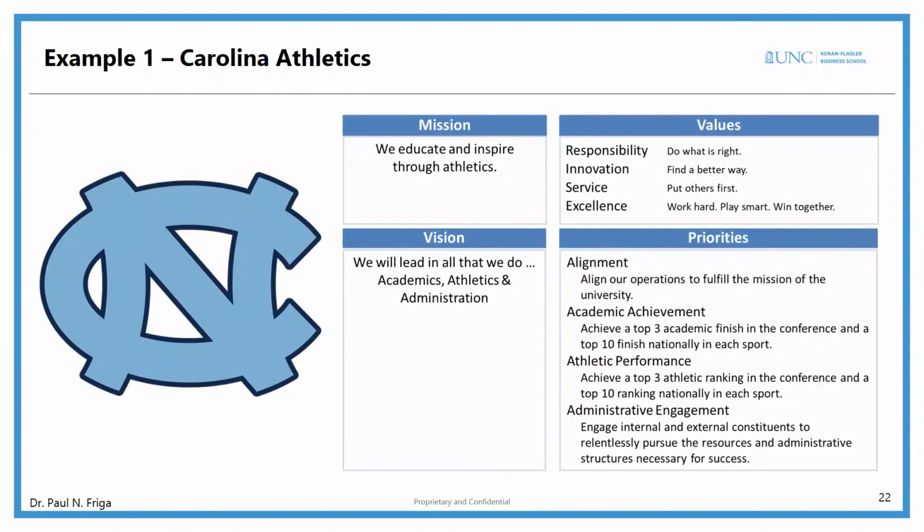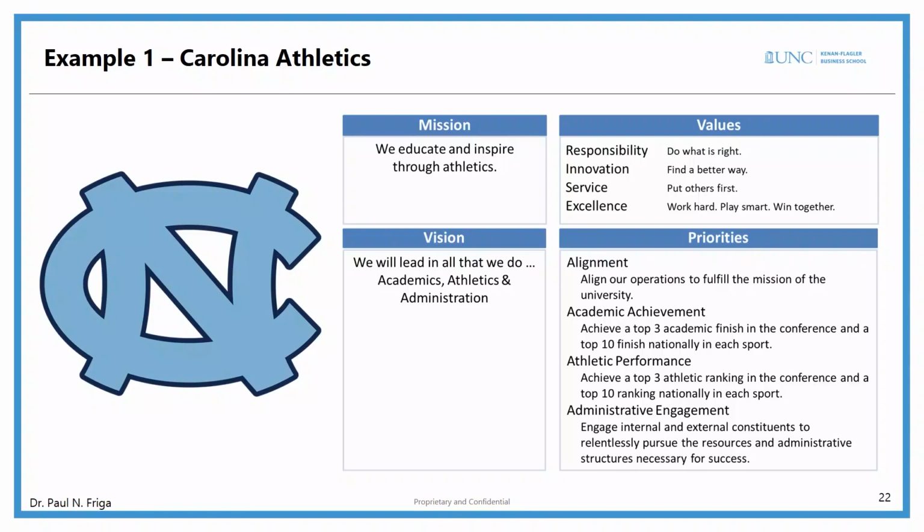Carolina, also in their setting within an academic institution, when they were confronted with all of their issues, they needed to prioritize the right things. So they came up with these statements. We educate and inspire through athletics. This was one of my favorite strategic planning projects. The vision will lead in all that we do. Academics first, athletics and administration. Values of RISE: responsibility, innovation, service, and excellence. And then the next words down, by the way, can really help you make it clear for people what you mean by those. And then they had 4 priorities. I pushed for 3. Bubba pushed back. But they did have these priorities.